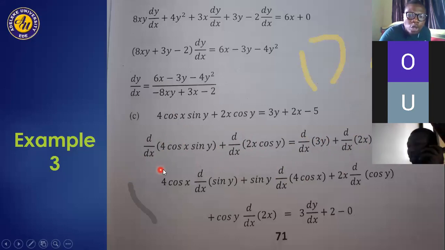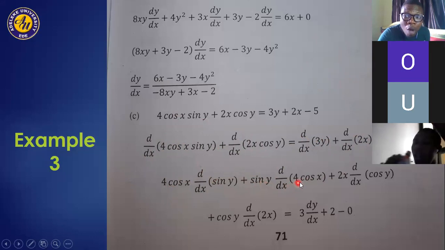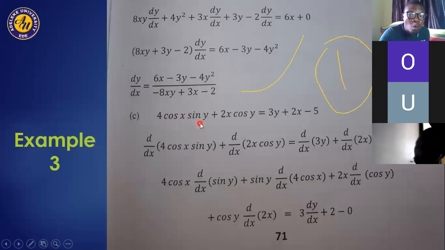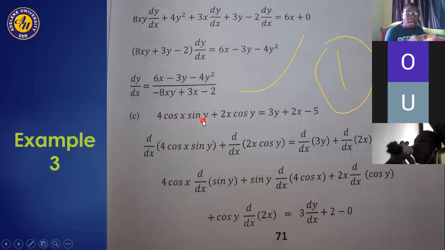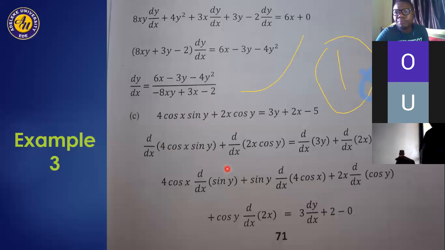Now, when you differentiate sin y, what will it give you? That's why you're having sin y holding 4 cos x, plus you are holding sin y to have 4 cos x. You didn't get that part? When you have an equation like this where you have x and y, you will firstly differentiate x and hold y, add it to holding y and differentiating x.